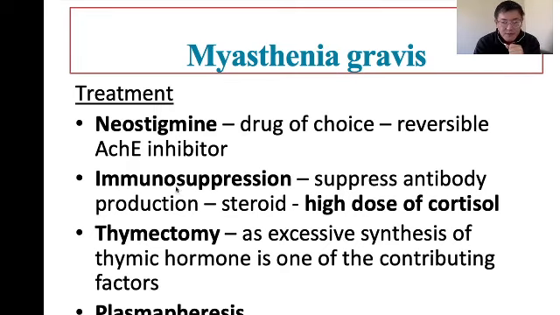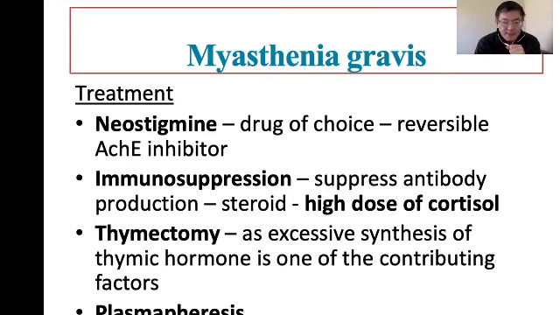We can also use immunosuppression treatment. That means we can use a high dose of cortisone to inhibit the antibody production. We can also do a surgical removal of the thymus, which is called a thymectomy. If we remove the thymus, the antibody production will be decreased.